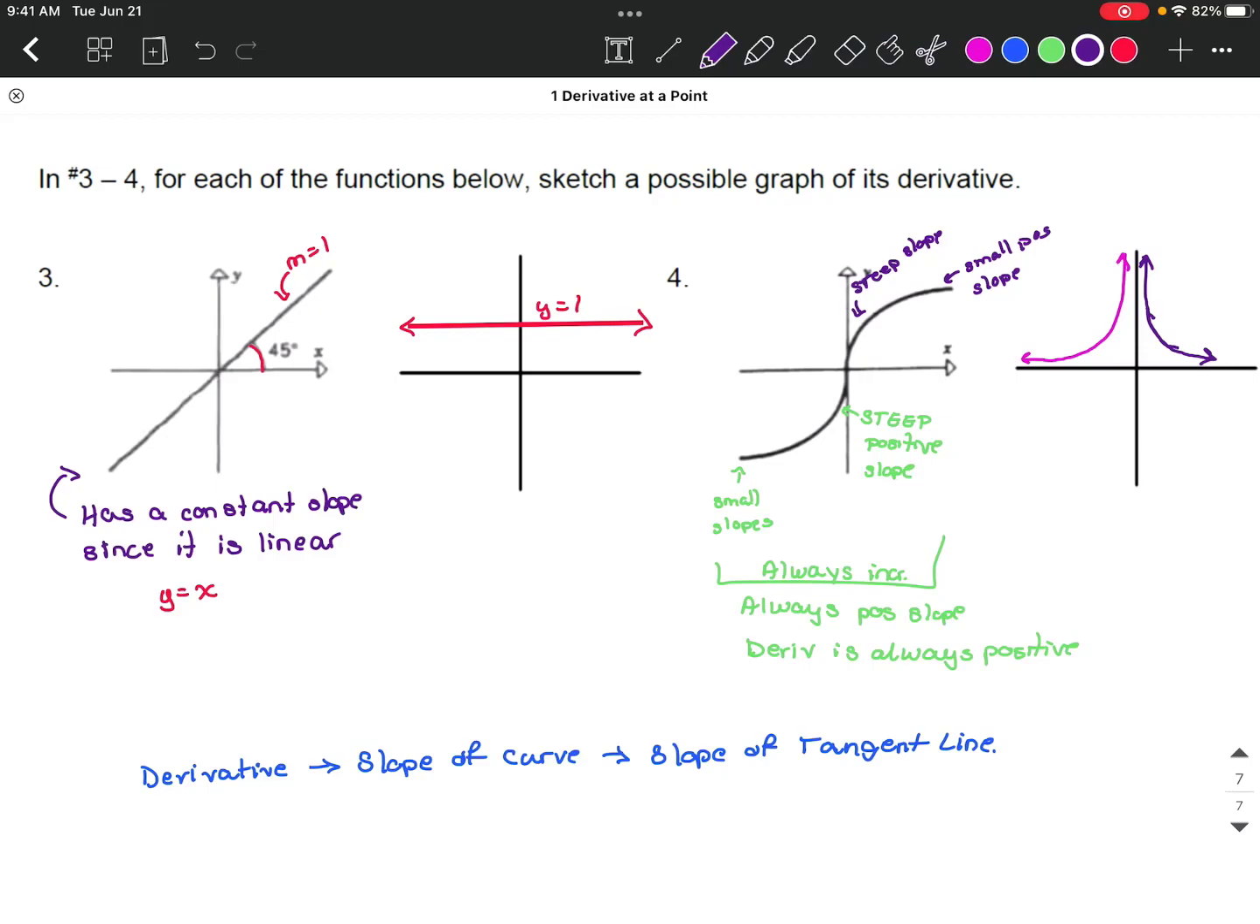So we've learned a lot. You learned a new definition of derivative at a specific point value, and we're going to do some more work with this soon in class.